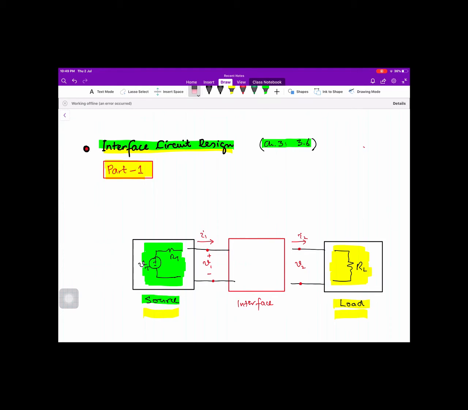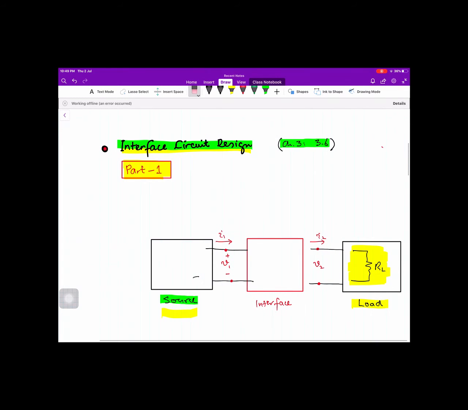Now, why do we need this interface circuit? We use this interface circuit to connect a source to a load.